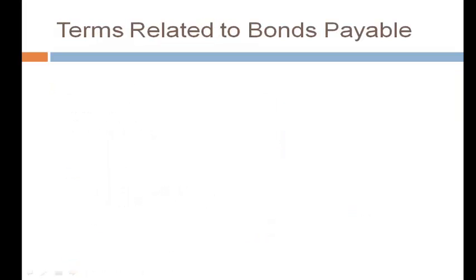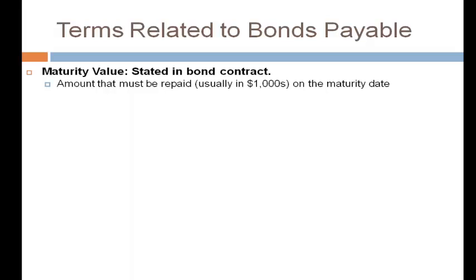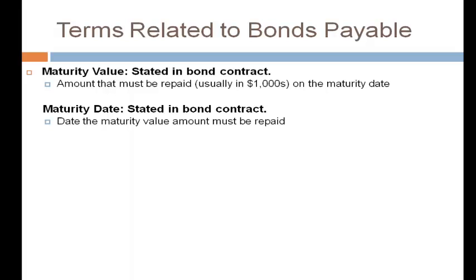The following terms must be understood in order to account for bonds payable. The maturity value is the amount that must be repaid on the maturity date. The maturity date is the date that the total principal is repaid. Periodic interest payments are paid for interest only and do not repay the principal amount borrowed. Both the maturity value and the maturity date are stated in the bond contract.